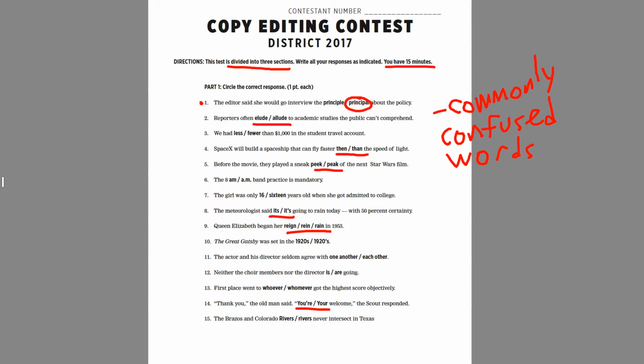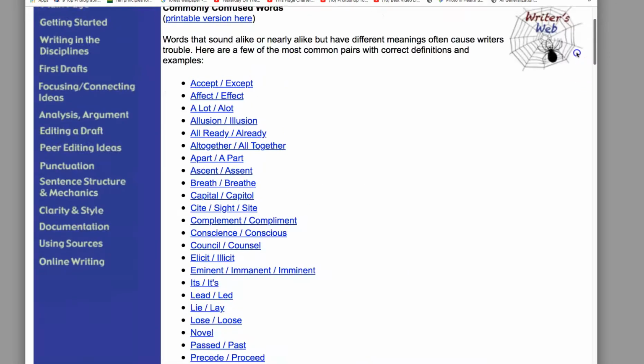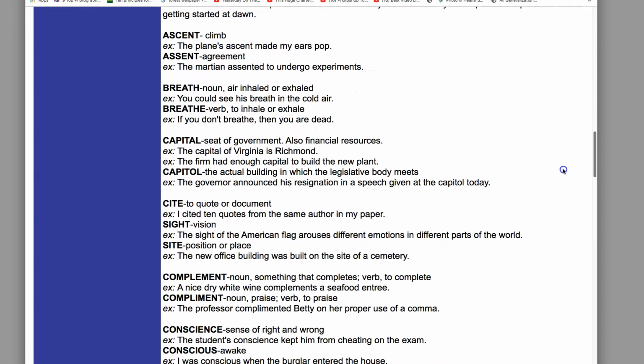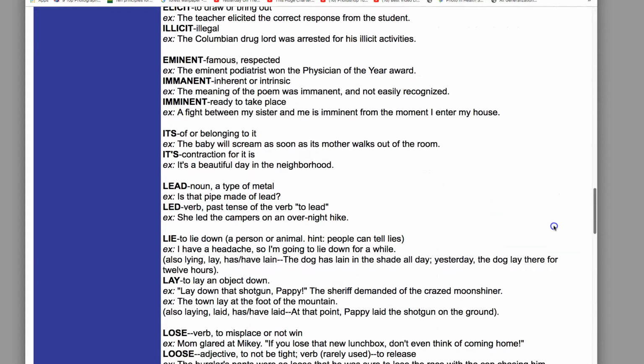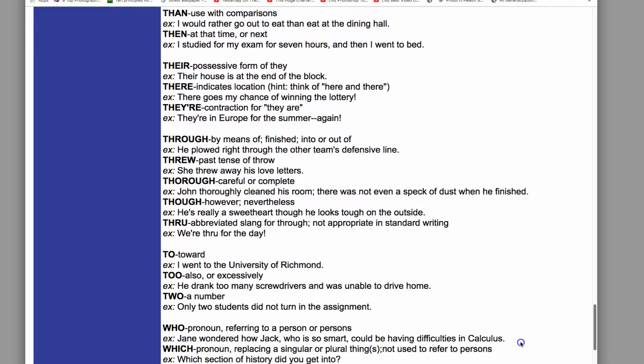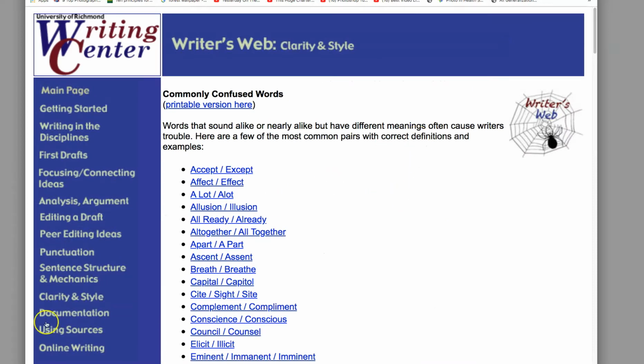So a large portion of what you're looking at on this prompt is knowing your commonly confused words. The nice thing is a quick Google search will bring up plenty of websites that show you most of these commonly confused words. This one has like the top 30 that you might see, and then down here it really goes through them. So this is a great thing to review before you take that test. It's just to have those in your head, because you are going to see some of those commonly confused words.